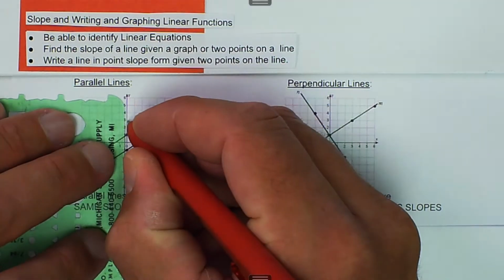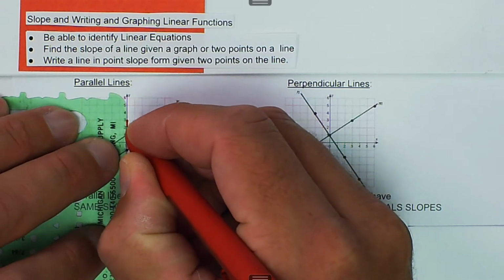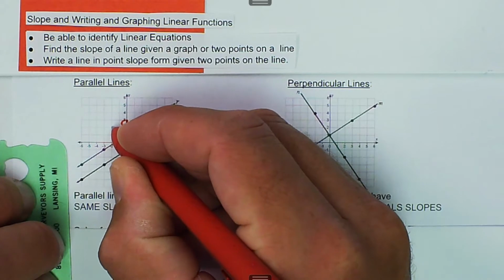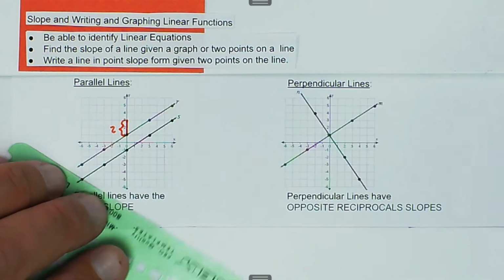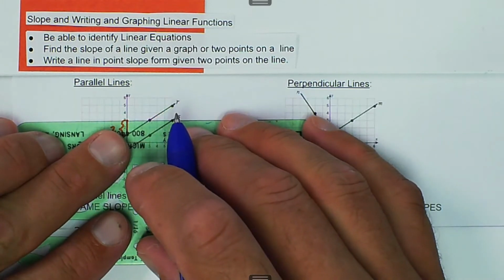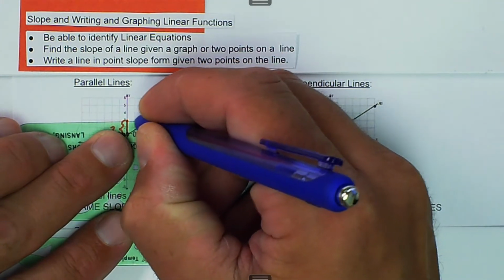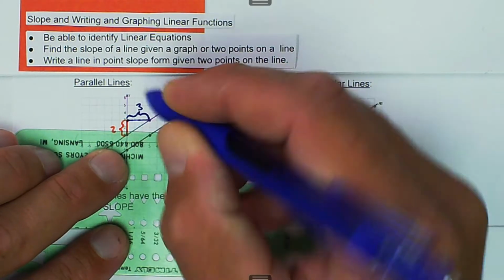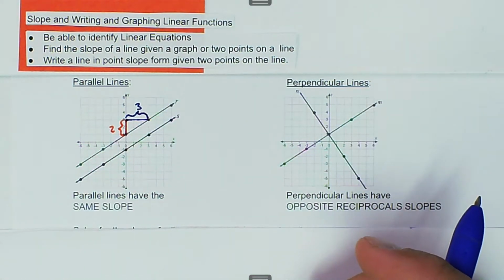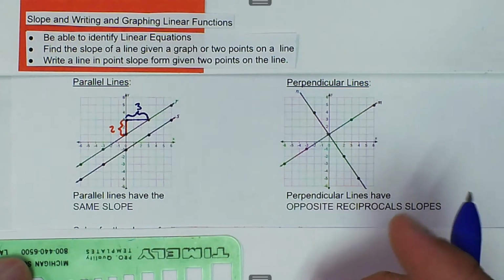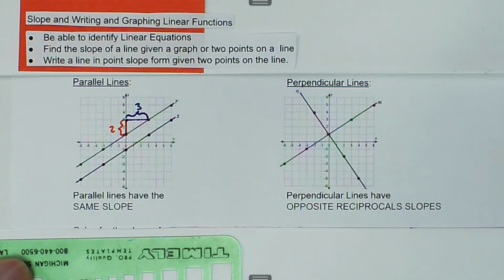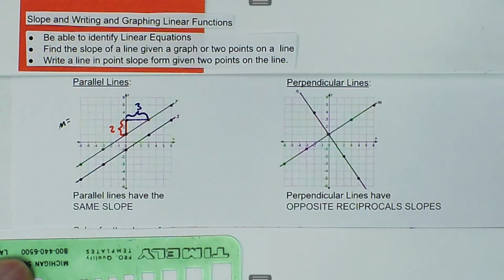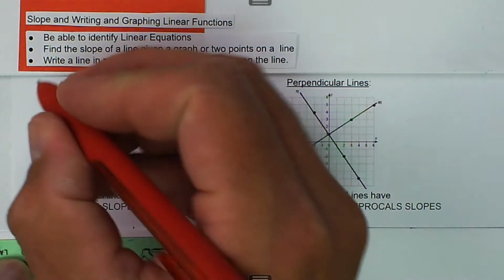So we can show the slope by making our right triangle and showing that this is a positive 2 in the y direction, and this is a positive 3 in the x direction. So that's one slope there, and we find out that our slope in this case is equal to 2 over 3.